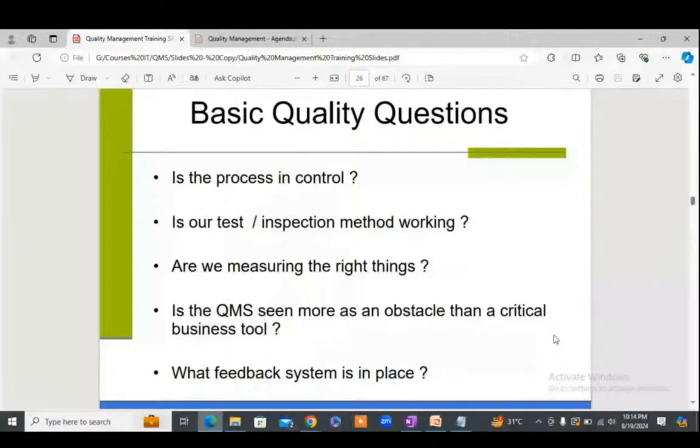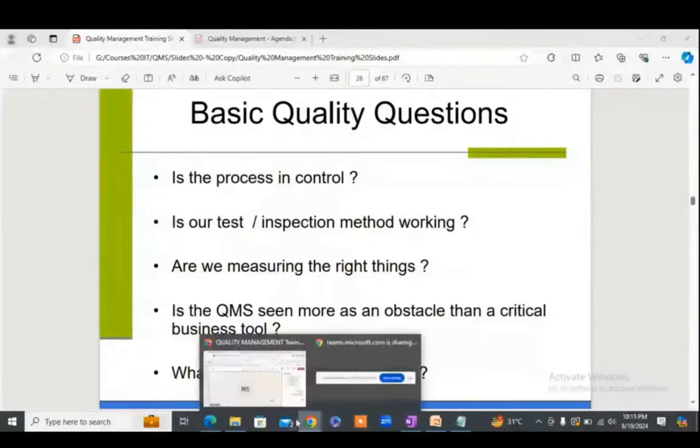That's fine. Process: what is process? This is a very general question. This training is quite general, right? I like it.